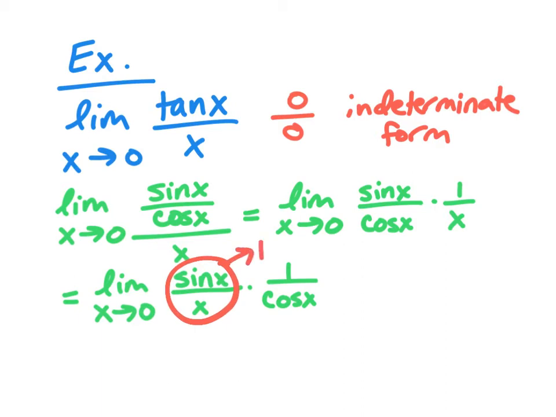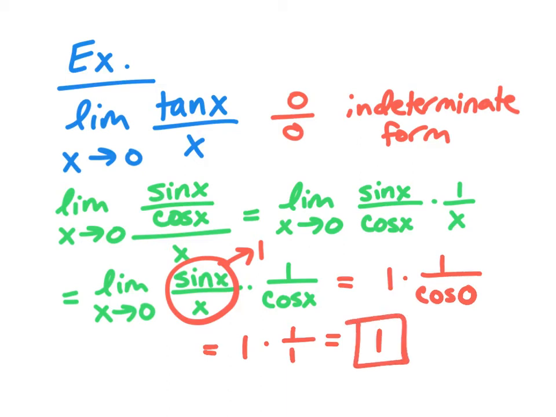That's going to go to the new formula, which goes to 1. And so now my limit will become 1 times 1 over cosine of x, which is 0. And based on the unit circle, cosine of 0 is 1. So I have 1 times 1 is 1 for the final answer. That would be the limit as x is approaching 0 of tangent x over x.